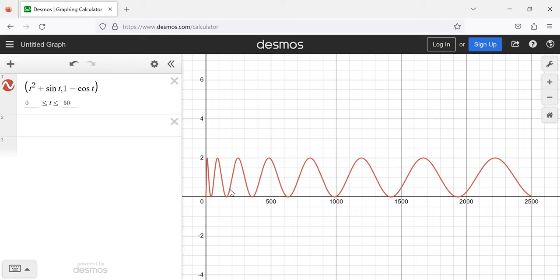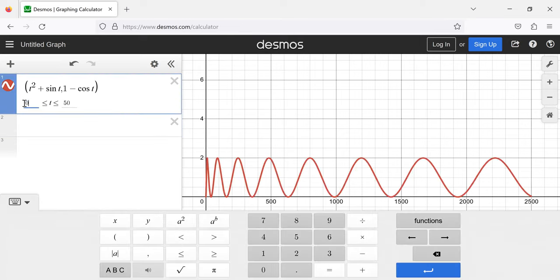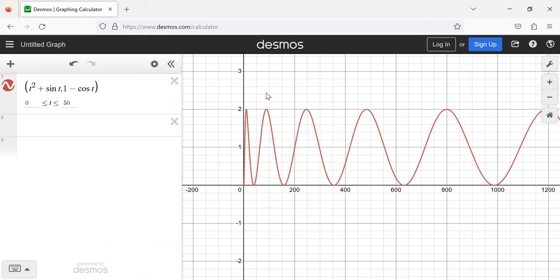Again, we need to know what's happening as time is passing. Where do we start on this curve? Where do we end up? And you can do this manually. We start at t equals 0. So t equals 0 is 0 squared plus the sine of 0, which is 0. 1 minus the cosine of 0 is 0. So we're starting at the origin. And then as time passes, presumably we're moving left to right.